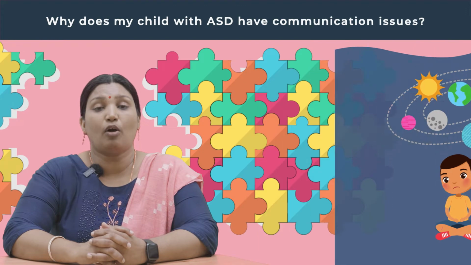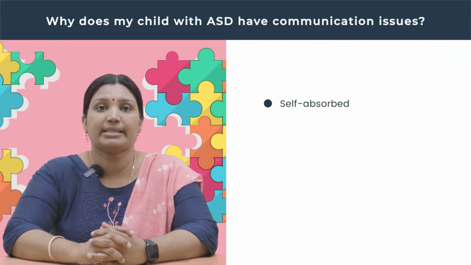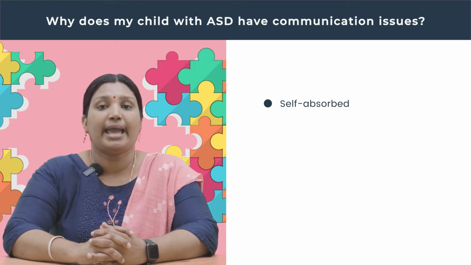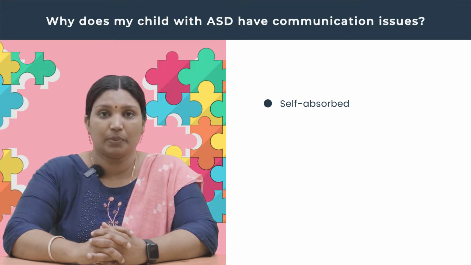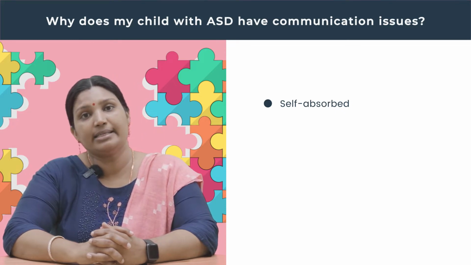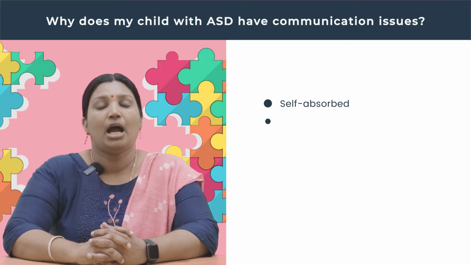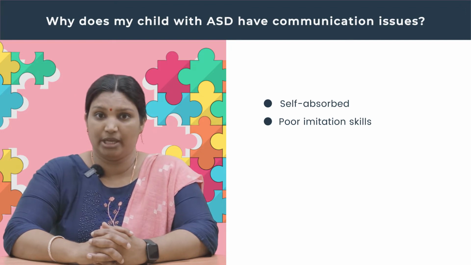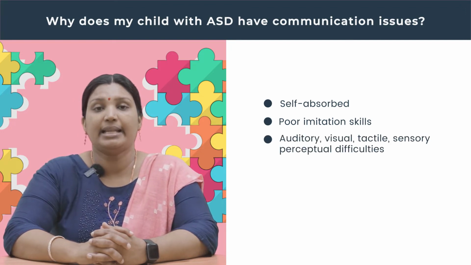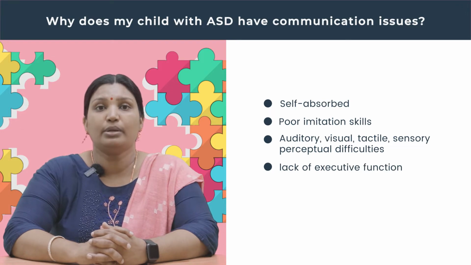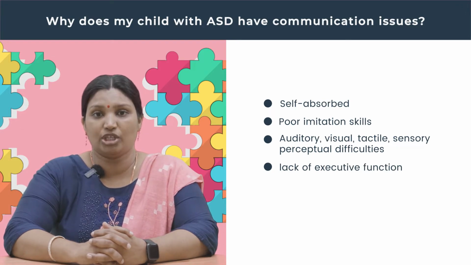Children with ASD are often self-absorbed and seem to exist in their own private world in which they have limited ability to successfully communicate and interact with others. They may have difficulty developing language skills and understanding what others say to them. Poor or no imitation skills are a challenge to developing meaningful communication. Auditory, visual, tactile, sensory, perceptual difficulties also add to their communication difficulties. The communication difficulties are also contributed to by the lack of executive functioning.